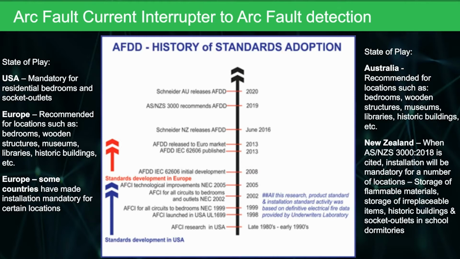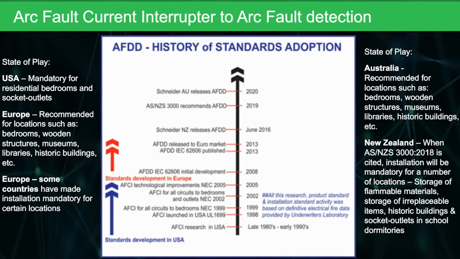So they are most active, and as you can see by the timeline that I've provided there on the screen, they started work back in the late 80s, early 90s, about what an arc fault circuit could do. They eventually introduced it into their national wiring rules in 1999, and it's gone on from there. Now it is mandatory for residential bedrooms and socket outlets within the installation.